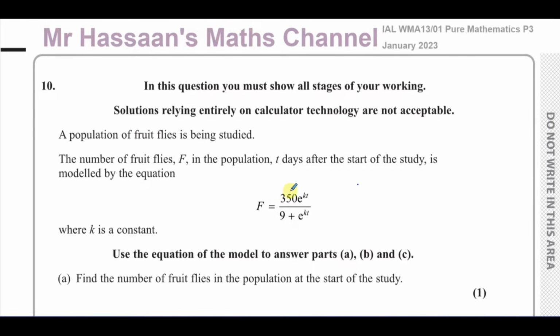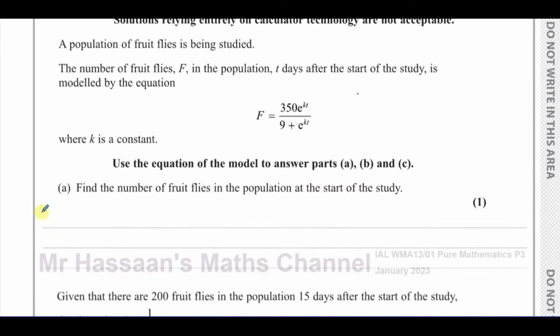It says find the number of fruit flies in the population at the start of the study. So at the start of the study, t is equal to 0. The number of fruit flies is going to be 350 times e to the power of 0 times k, which is 0, over 9 plus e to the power of 0. Anything to the power of 0 is equal to 1. So this is 350 times 1, which is 350, over 9 plus 1, which is 10, which gives you 35. So the number of fruit flies was 35.